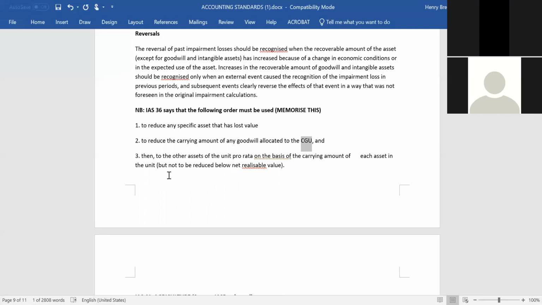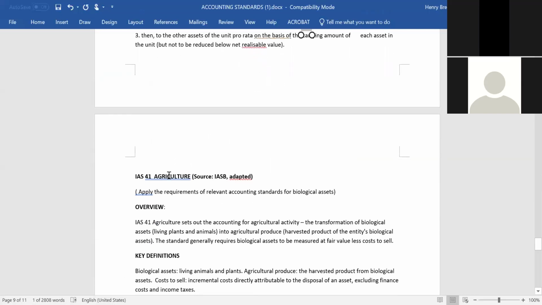So the first thing to do when you are allocating an impairment amount, I will show you with the use of questions. First of all, it has to relate to a specific asset which has lost its value. Second thing should be goodwill from the cash generating unit. Any other thing left should be allocated on a pro rata basis, right?